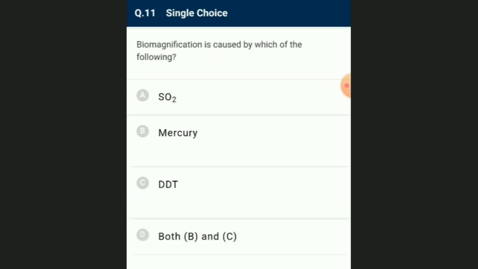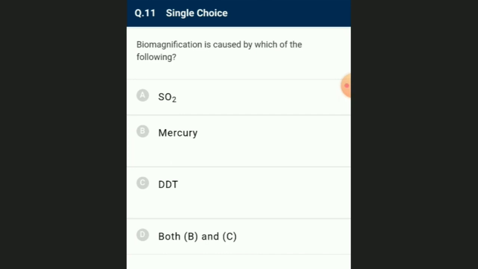Question number 11. Biomagnification is caused by which of the following? Biomagnification is referred to any random concentration of toxins such as pesticides like DDT, BHC, that is benzene hexachloride, copper sulfate, and aldrin and heavy metals in the tissues of tolerant organisms at successively higher levels in a food chain. In the fat containing tissues of organisms, these pollutants generally accumulate.